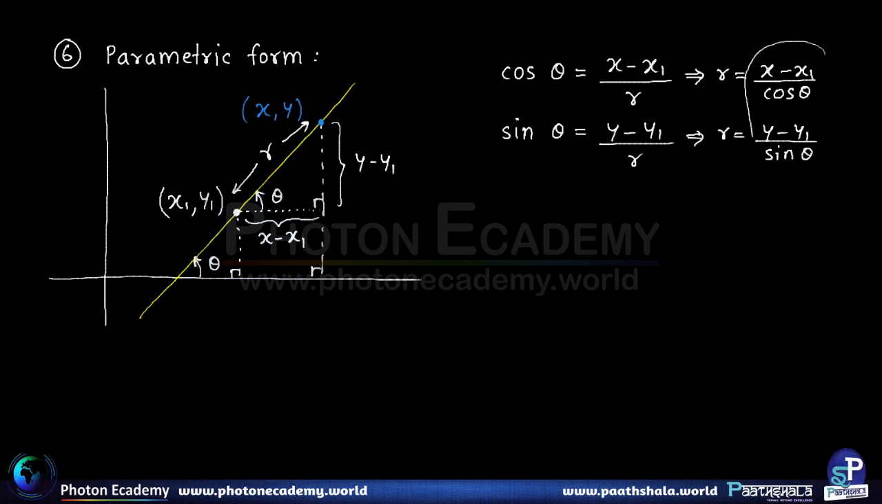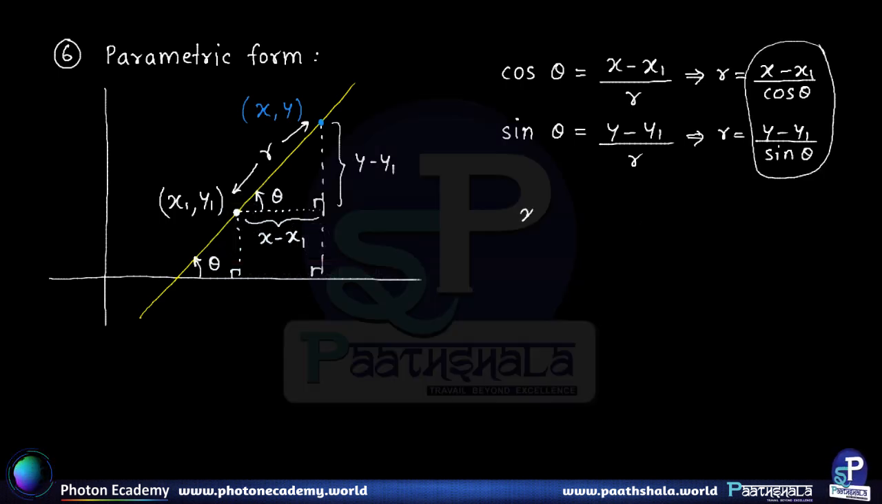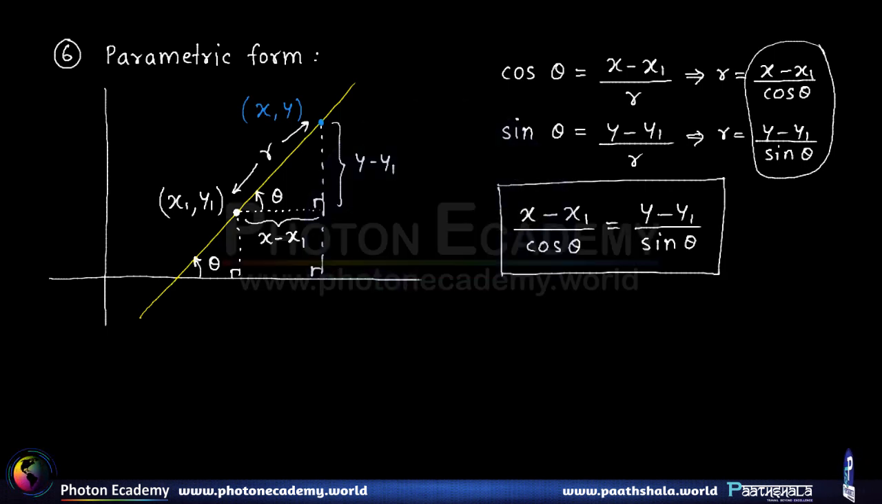Merging these two, we can eliminate r, and we can say that we always have x minus x1 upon cos theta is equal to y minus y1 upon sin theta. That is called the parametric form of the equation of the line, and that is equal to the distance between that specific point and the general point x, y that we are talking about.